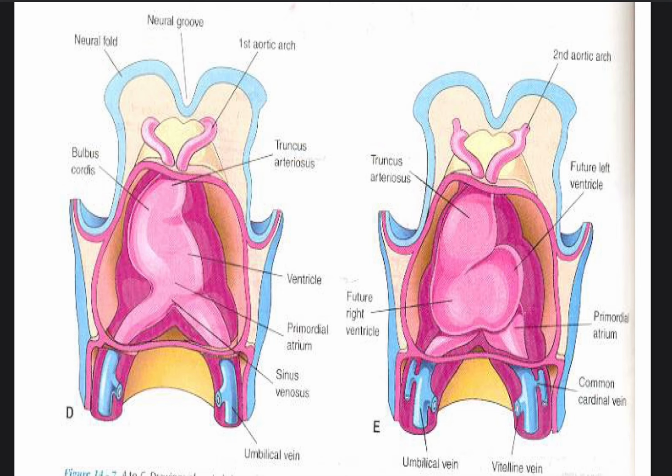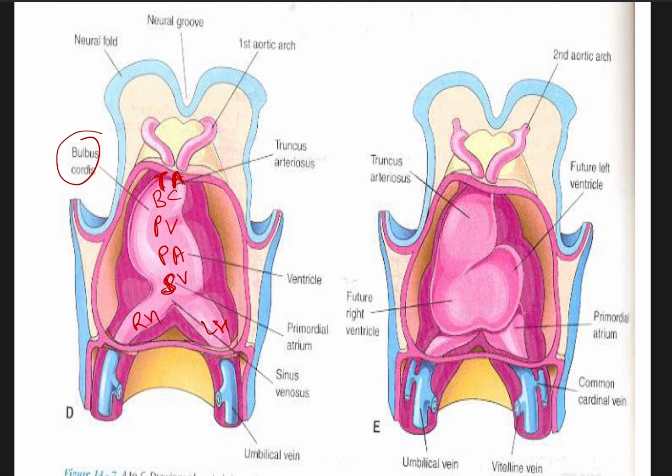This is the lower pole of the heart tube, which has the right horn. This is the right horn and left horn. What is this? This is the sinus venosus, which is opening into the primitive atrium. The primitive atrium is opening into the primitive ventricle, then the bulbus cordis. This is the bulbus cordis, and the bulbus cordis is opening into the truncus arteriosus.